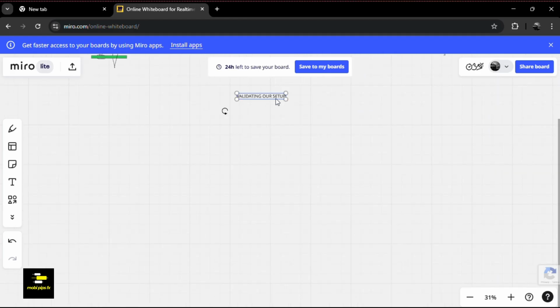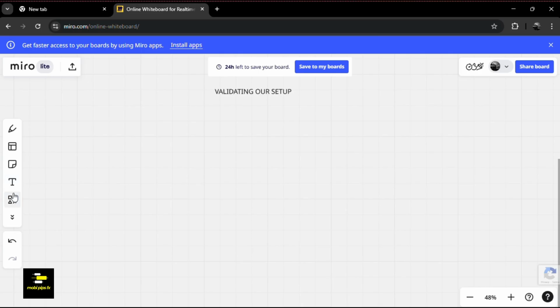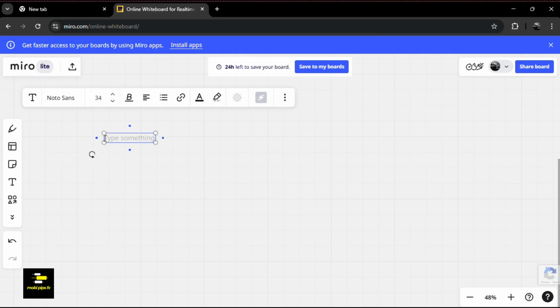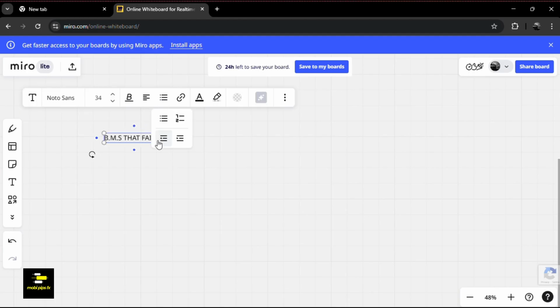So we are validating our setup, right? What are we looking for? We are looking for, first, a basic market structure, or let's call it a BMS, a basic market structure that's failed. All right, what else are we looking for? We are doing our buy check. Basic market structure that failed.